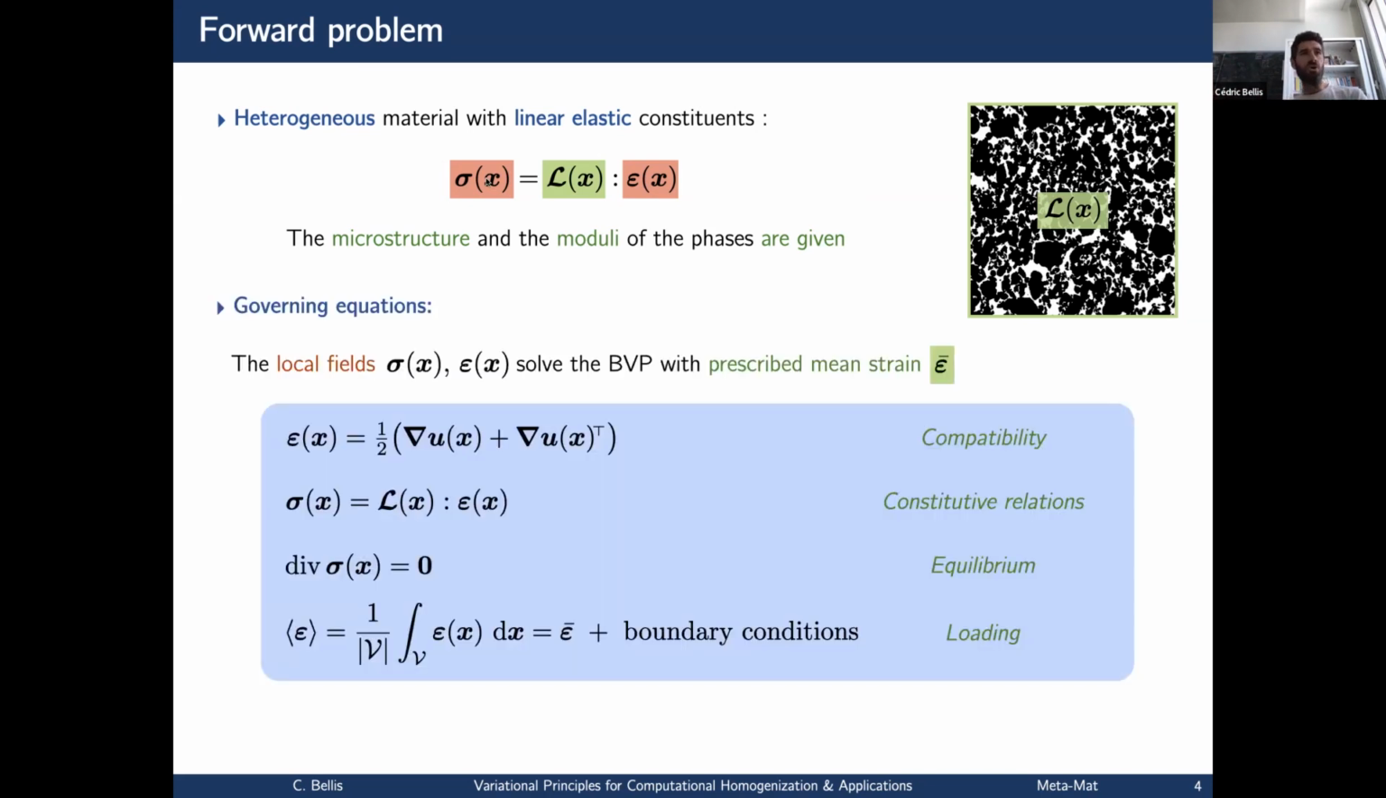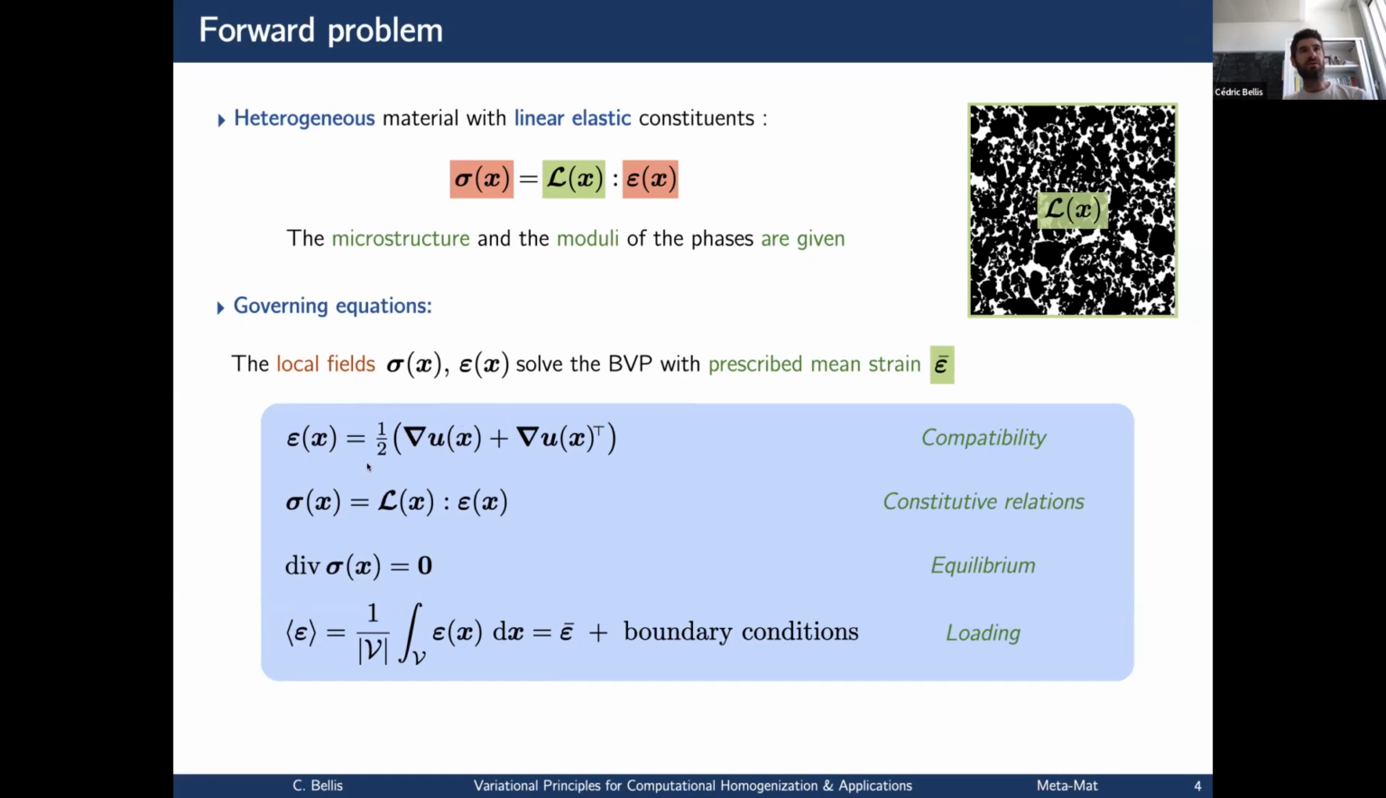To do that, we need to solve the governing equations for these two fields. In particular, the local fields stress and strain solve the following boundary value problem, where we can prescribe the mean value of the strain. So we have the mean value of the strain, epsilon bar, which is something which we impose to the medium. So we have the following set of equations. The compatibility equation saying that the strain is the symmetric gradient of a displacement field. We have the constitutive relation, the equilibrium, and then the loading, which here takes the form of the mean value of strain, which is defined as the integral over the unit cell characterizing the medium. This mean value is equal to the prescribed value of the mean strain, plus some boundary conditions, which can be periodic or not.